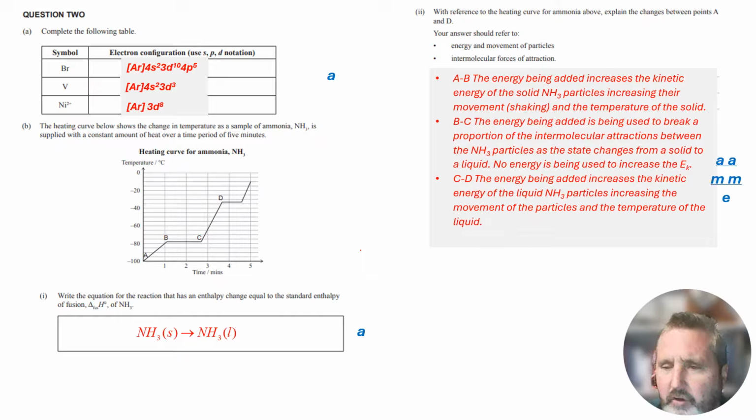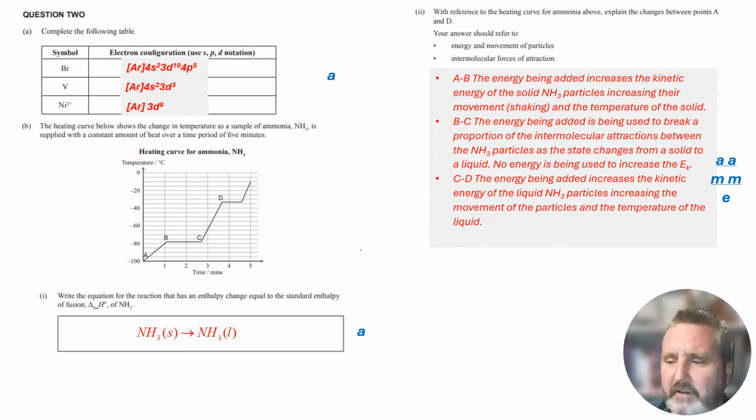This is 2 achieved points, 2 merit points. Let me go over these. So do you identify that the particles are gaining kinetic energy for A to B? Yes, that's an achieved point, right? Or from C to D. Did you recognize that energy is used to break bonds in B to C? That's another achieved point. So those two separate things give you an achieved point each.